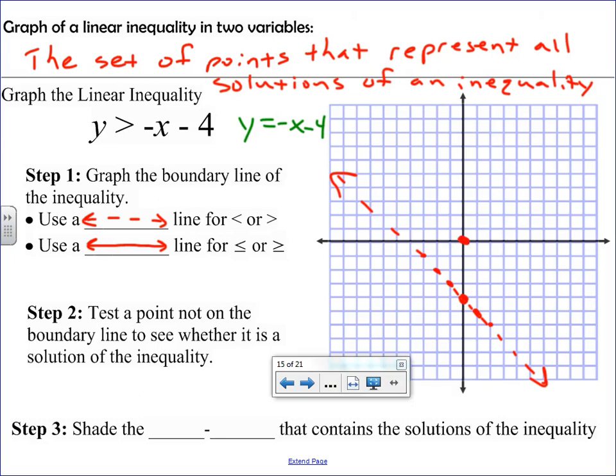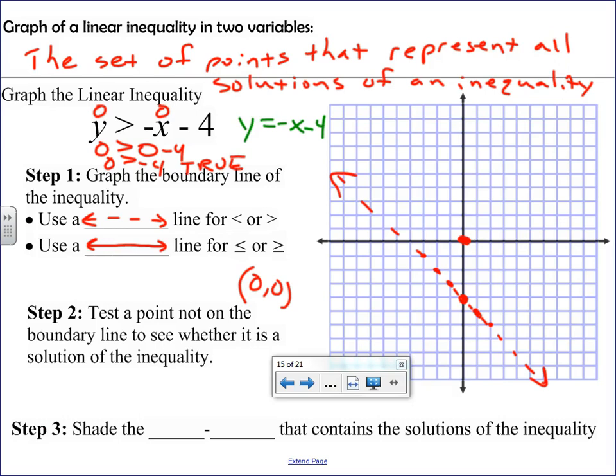So if I choose 0, 0 as my test point, I'm going to plug it back into the inequality. My inequality is y is greater than negative x minus 4. I'll plug 0 in for y and 0 for x. So 0 greater than negative 0, which is just 0 minus 4. Is 0 greater than negative 4? That is true. 0 is greater than negative 4. So 0, 0 is a solution.